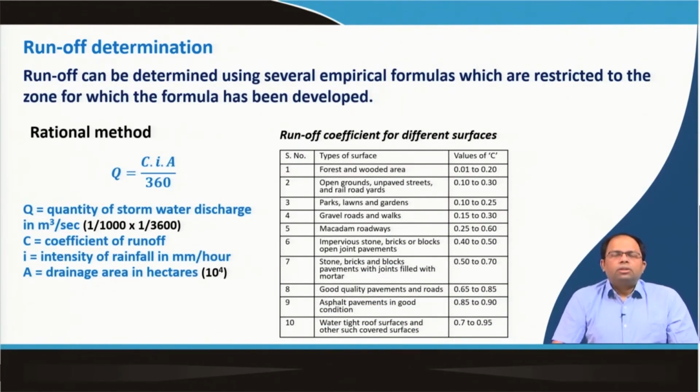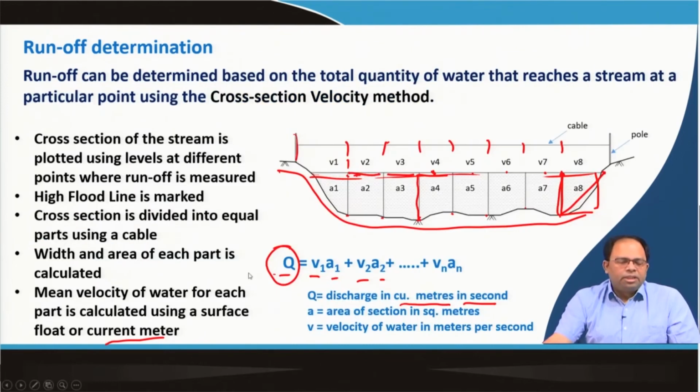So, this is one method. As you can understand, this method is a bit crude, in the sense that there is not always a stream in that particular catchment, and it is not always easy to measure this.